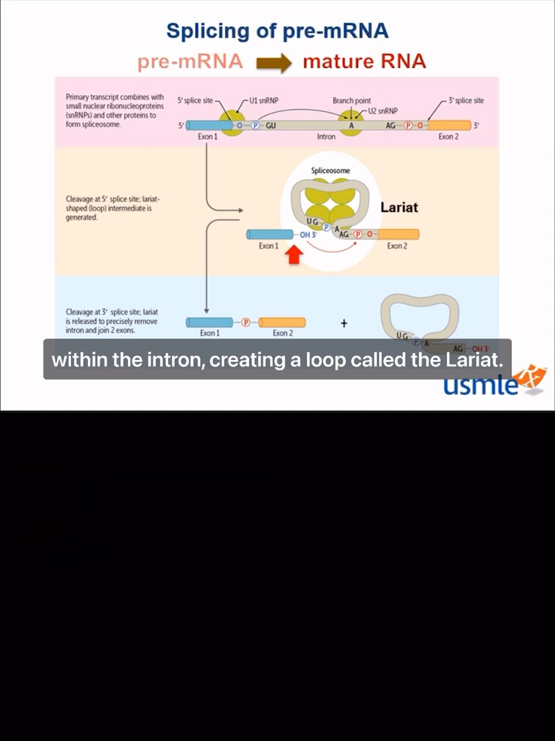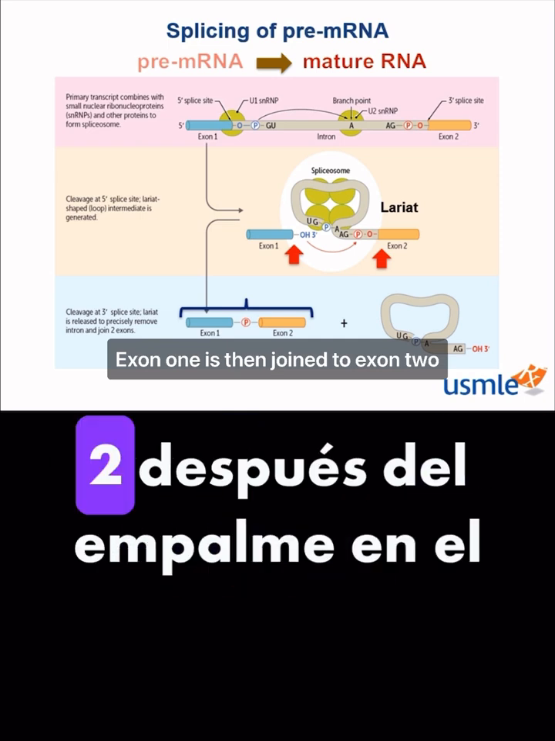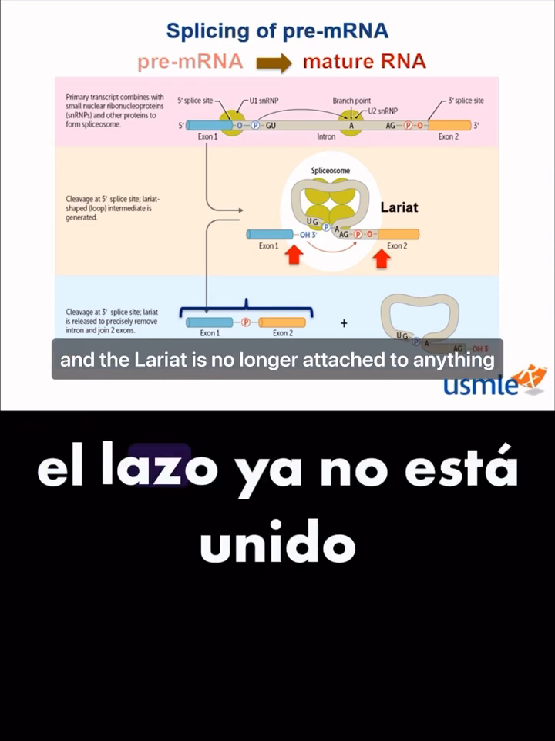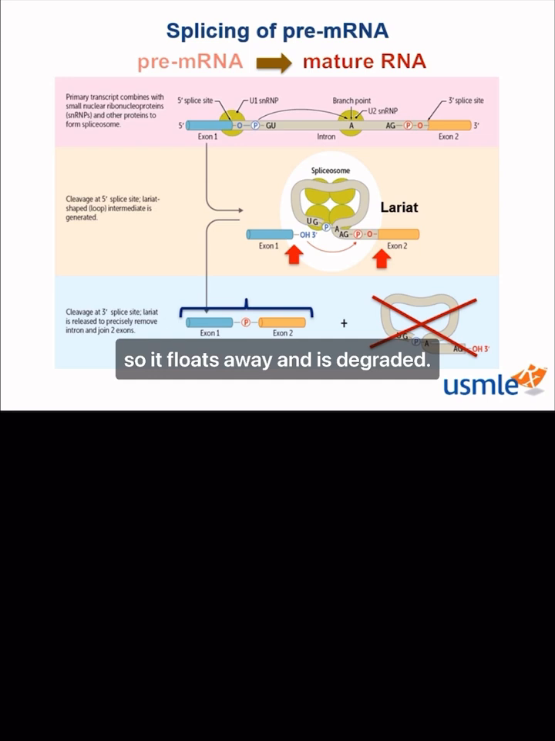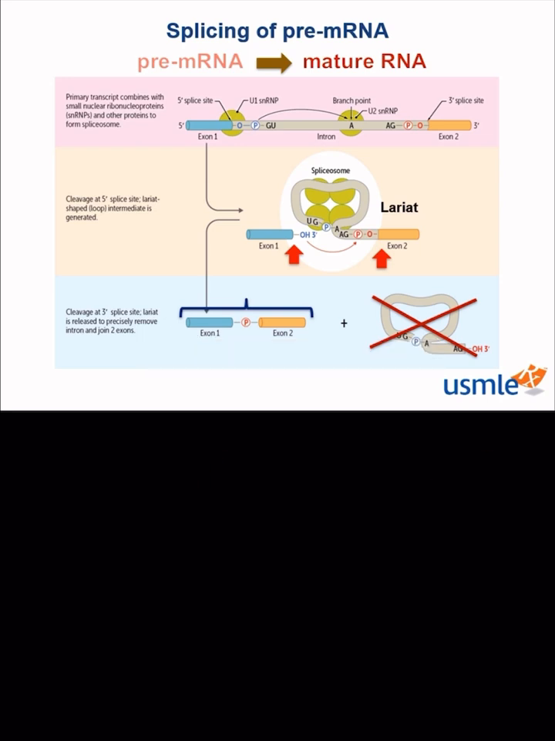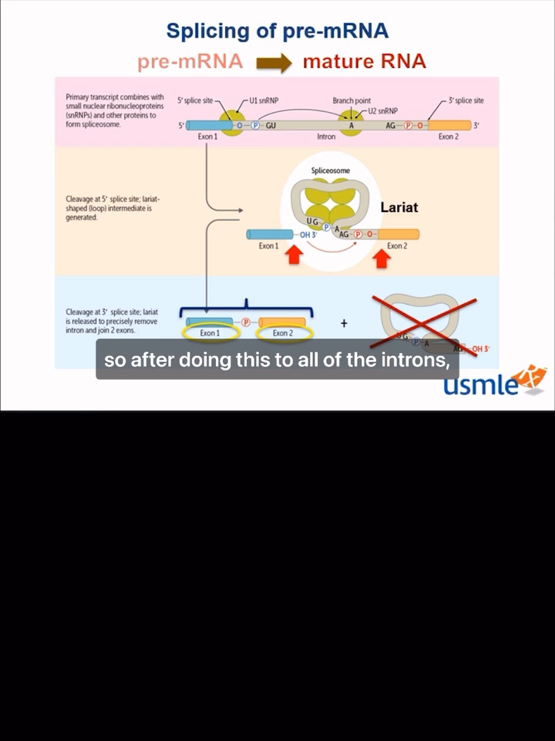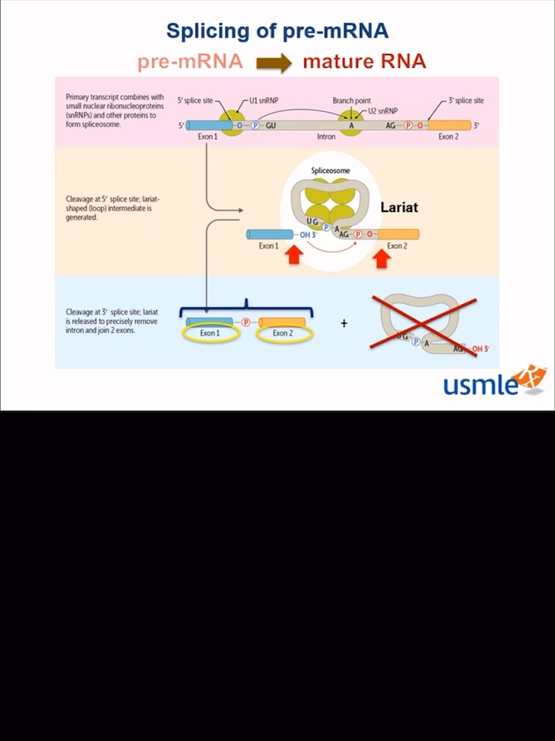loop called the lariat. Exon 1 is then joined to exon 2 after splicing at the 3' end, and the lariat is no longer attached to anything, so it floats away and is degraded. This lariat contains the intron, so after doing this to all of the introns, you end up with only exons.